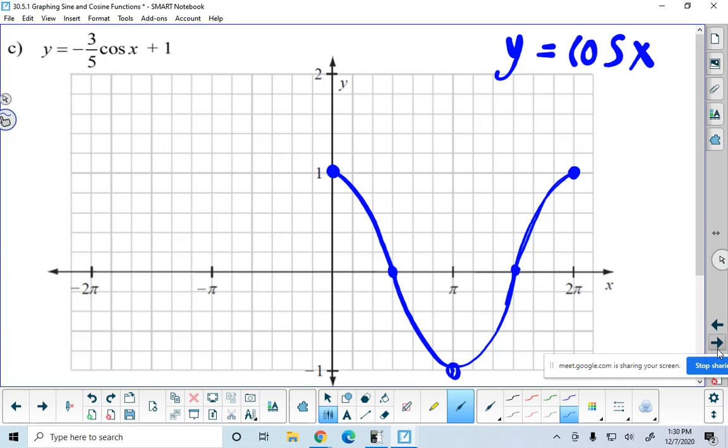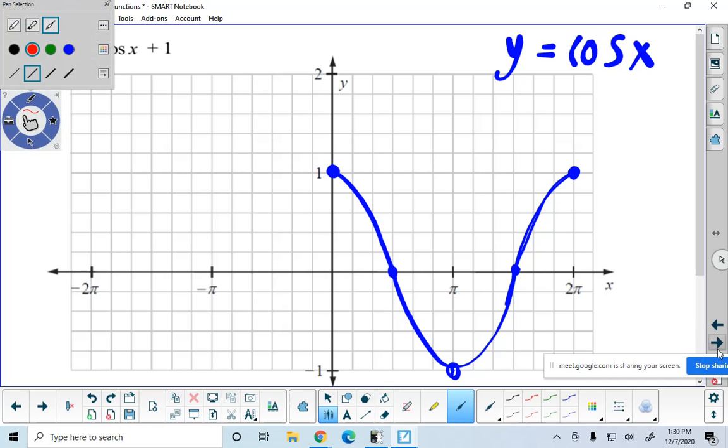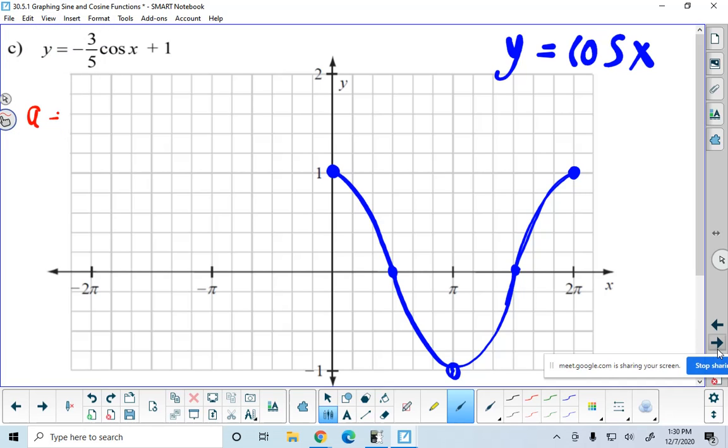Sometimes it doesn't look right because I've plotted the points wrong. I was just checking, it's fine. So now here's the idea. Since a in the function is negative 3 over 5, we know there's a vertical reflection and there's a vertical stretch by a factor of 3/5.